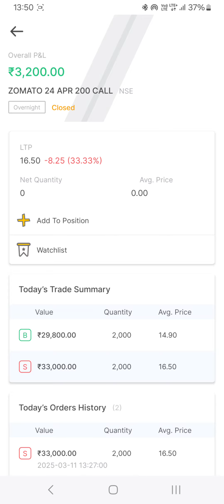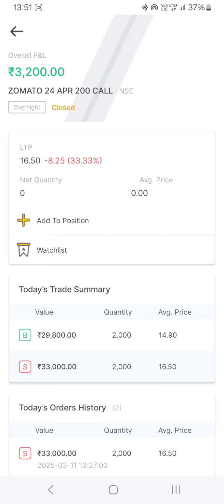In this video, I am going to show you the profit that I made today buying Zomato options. As you can see on the screen, I made a profit of 3200 rupees. The capital used for this trade was around 30,000, which after the profit went up to 33,000.